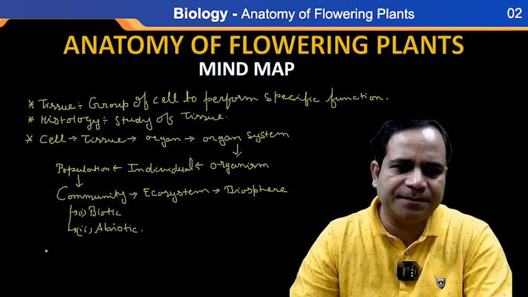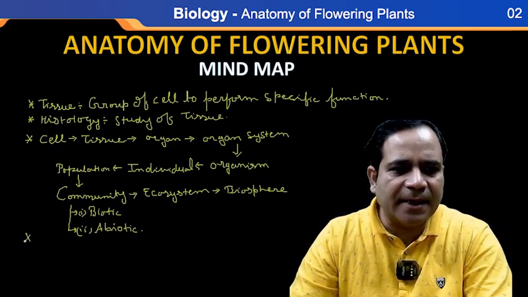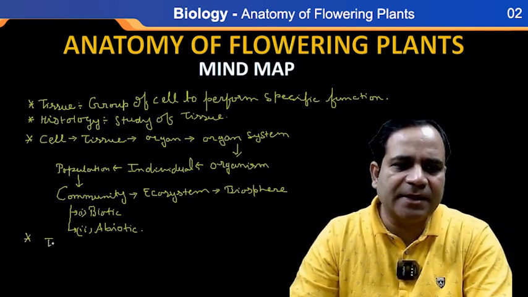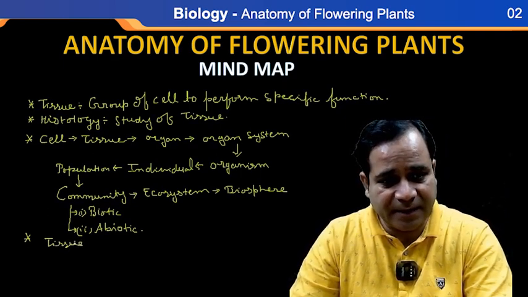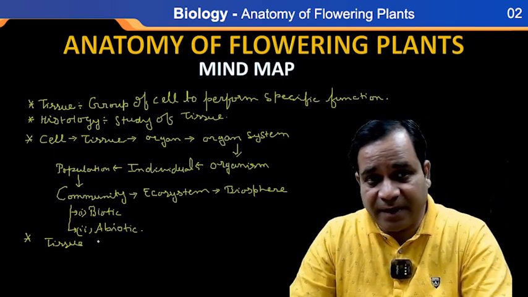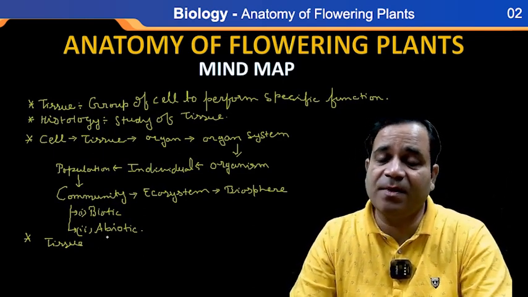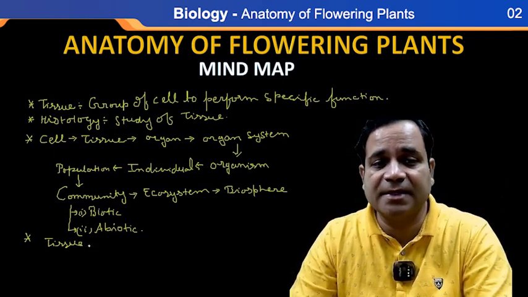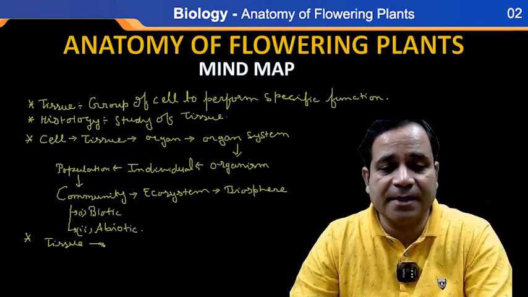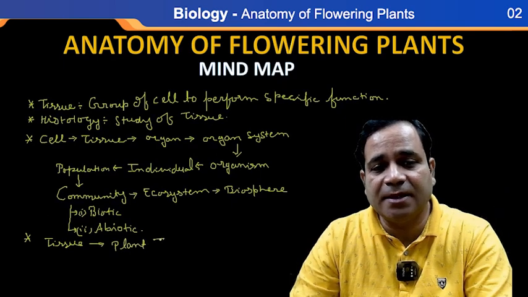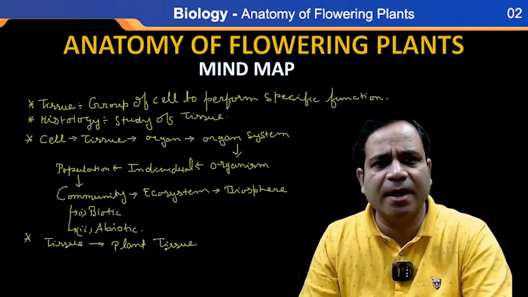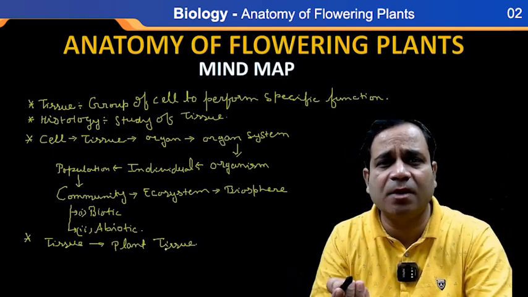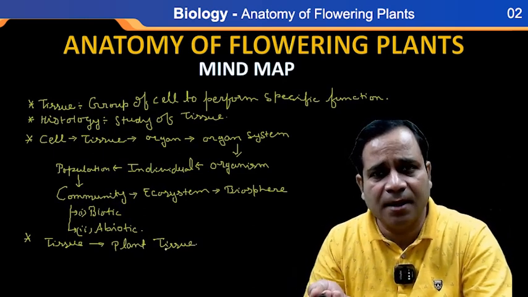Once this is clear, we all know that tissue is of two types. One is plant tissue, and the second one is animal tissue. But in this topic, anatomy of flowering plants, we discuss which tissue? Plant tissue, my dear. Why? Because the topic given here is anatomy of flowering plants. So that's why I'm saying so.